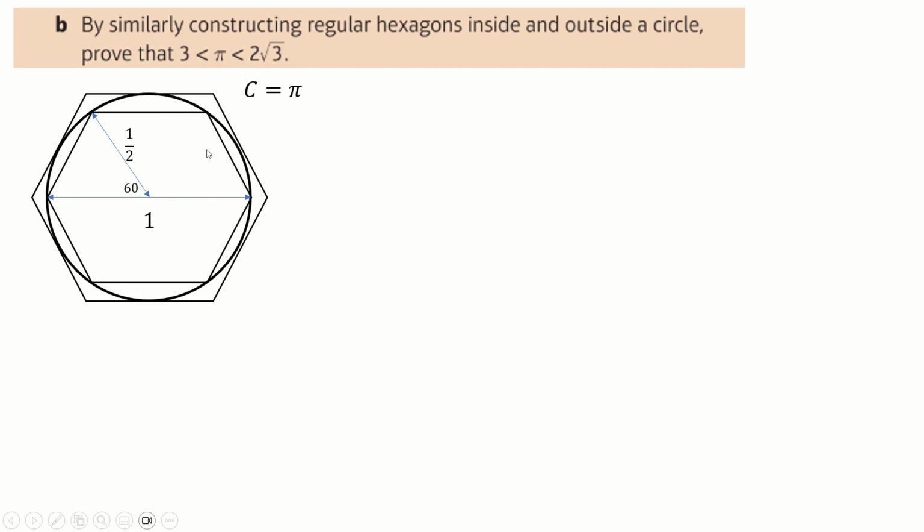Like I said, all of these are equilateral triangles because the interior angle of a regular hexagon is 120, so these are 60. But if that's a half and this is 60 and this is 60 as well, that means this is a half. And so the perimeter of the hexagon is just 6 times a half, which is 3. So that's good. That would be my lower bound.